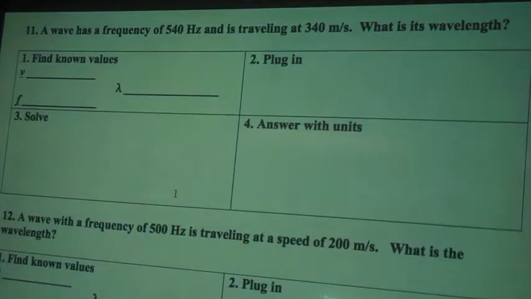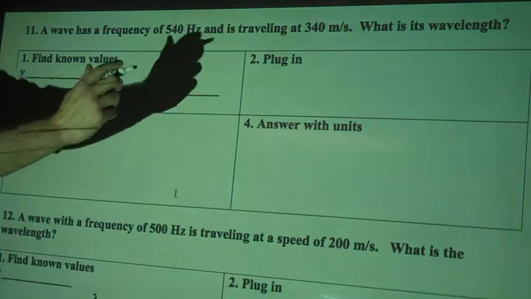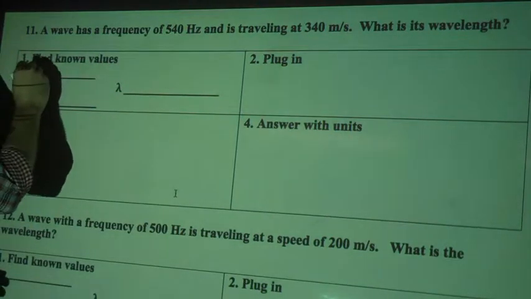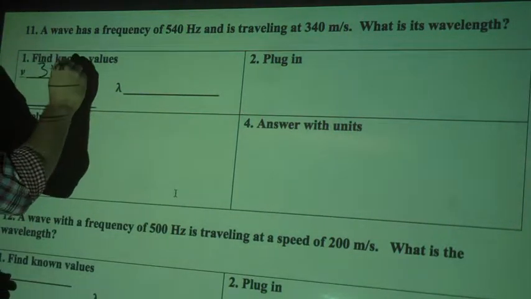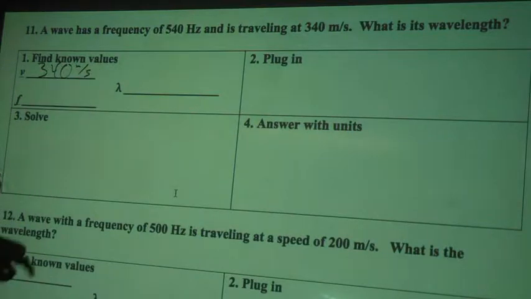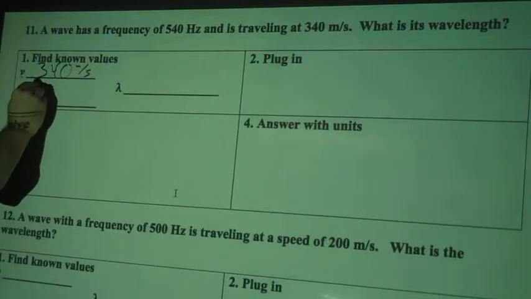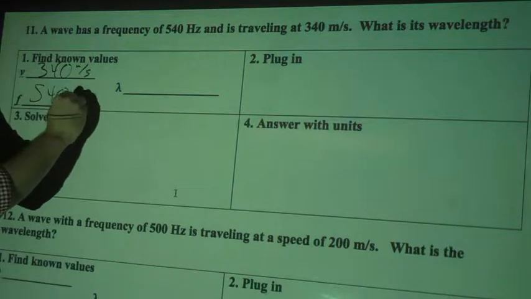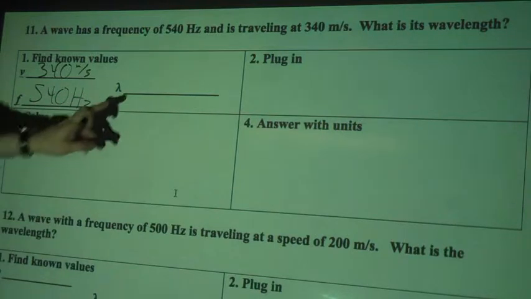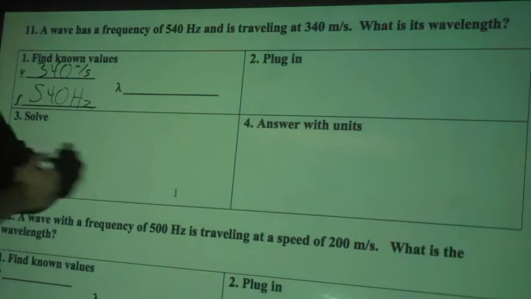Alright, so a wave has a frequency of 540 hertz and is traveling at 340 meters per second. What's its wavelength? So velocity is 340 meters per second. Frequency is 540 hertz. And lambda, we do not know the wavelength. So let's plug it in.